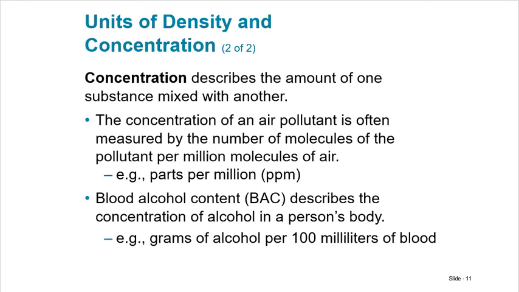Concentration, however, describes the amount of one substance mixed with another. So the concentration of an air pollutant is often measured by the number of molecules of that pollutant per 1 million molecules, and it's called ppm, parts per million. So when they talk about something having 17 ppm, that just means there's 17 molecules of that pollutant in every million molecules of air. Blood alcohol content describes the concentration of alcohol in a person's body, where grams of alcohol per 100 milliliters of blood is how it's measured.